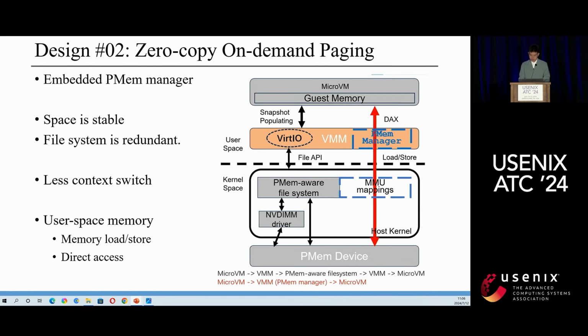By eliminating the file system layer, as we can see on the right, our embedded PM manager enables the hypervisor to operate directly on user space memory. It cuts down unnecessary context switches and coordinates memory semantics. Seamlessly compatible with common memory instructions, our approach allows the hypervisor to enjoy the benefits of direct access to PM.